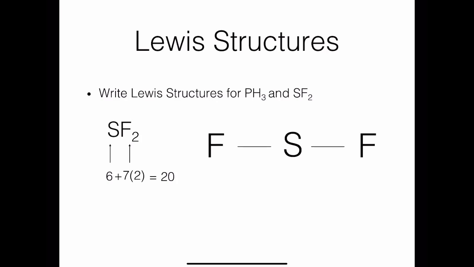So the first thing we have to do is form our bonds, and we use 2 electrons to form each of these bonds. So 2 here, 2 here. And since we have 2 of those, we're subtracting 4 from 20, which gives us 16 left over. Now, where are those 16 going to go?